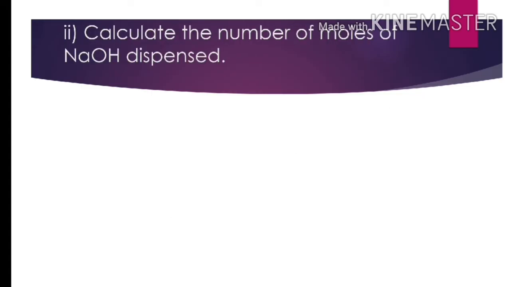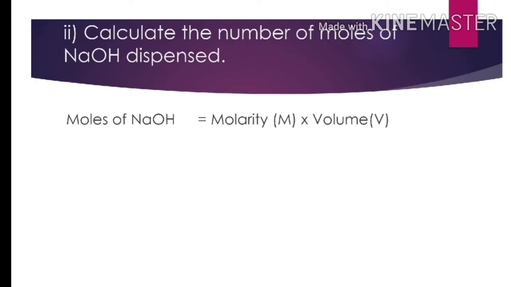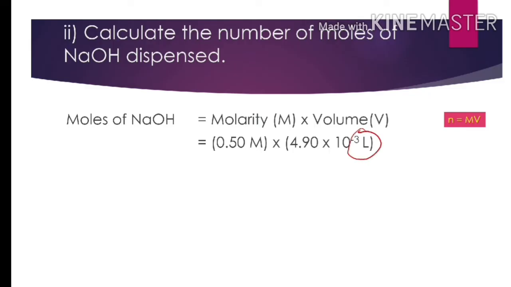Note that an accurate burette readings should be in 2 decimal places. 2. Calculate the number of moles of sodium hydroxide dispensed. Number of moles can be calculated from the formula of molarity. So mole equals to molarity times volume. Molarity given is 0.50 molar and the volume just now is 4.90. We convert it to liter. So the answer is 2.45 times 10 power of negative 3 mole.